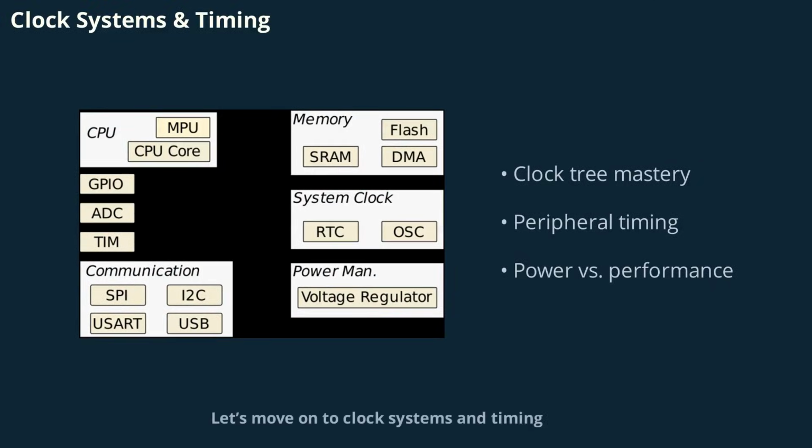Let's move on to clock systems and timing. The clock configuration in your embedded system affects every peripheral and determines overall power usage. Mastering this area means understanding clock trees, prescalers, and how they influence peripheral timing for interfaces like UART, SPI, and timers. Balancing frequency and power consumption is a constant trade-off, especially in battery-powered devices. By tuning your clock system, you can achieve the right balance between performance and efficiency.